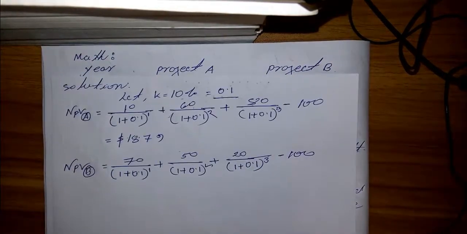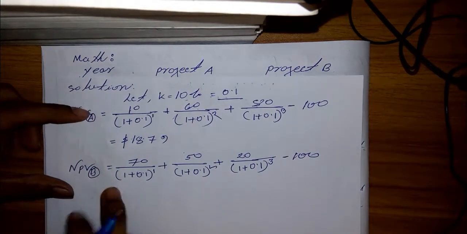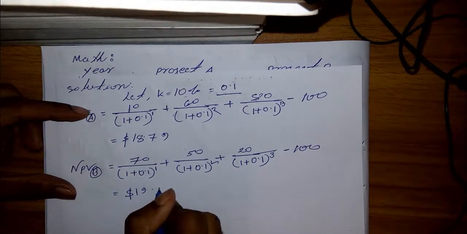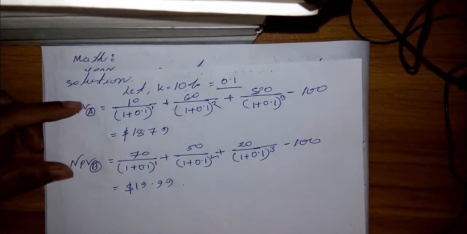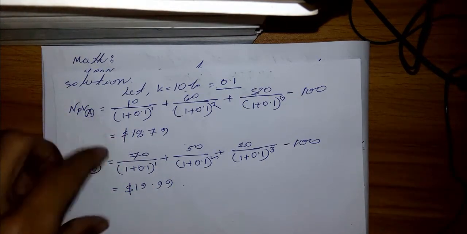When you calculate this in a calculator, then the value of NPV will be equal to $19.99, okay. For that, the value of NPV is calculated by this method.